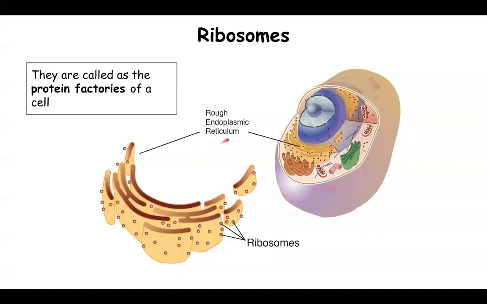The ribosomes can be present freely in the cytoplasm or attached to the endoplasmic reticulum. When they are attached, the endoplasmic reticulum is called rough. And when they are present freely, they synthesize proteins. If attached to the endoplasmic reticulum, the synthesized protein is transported via the endoplasmic reticulum.